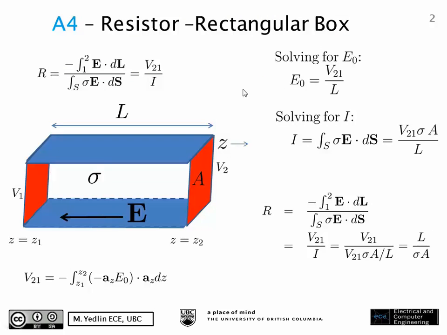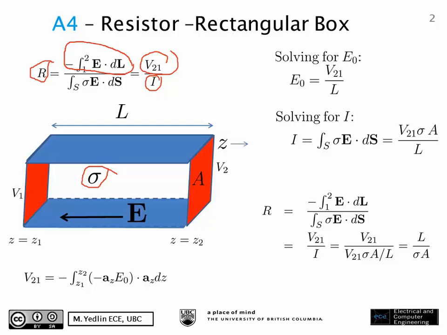Our first example is to compute the resistance of a block of material with conductivity sigma. You can see that the block of material has length L and cross-sectional area A. To compute the resistance, we just compute the potential difference across the faces, V21, divided by the current. This is a straight application of two of our integrals. The first is the potential integral, the work done against the field. That's the numerator right here.